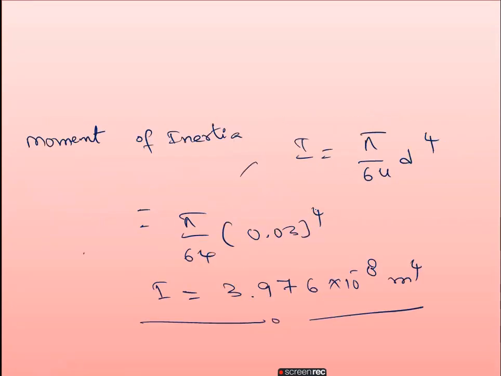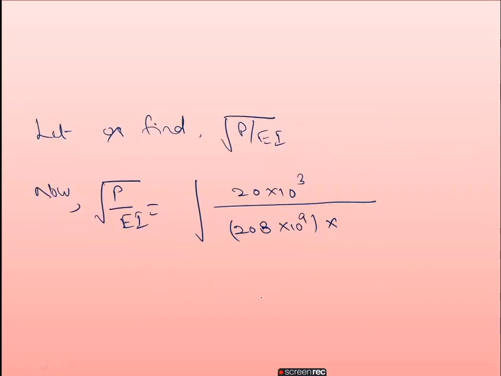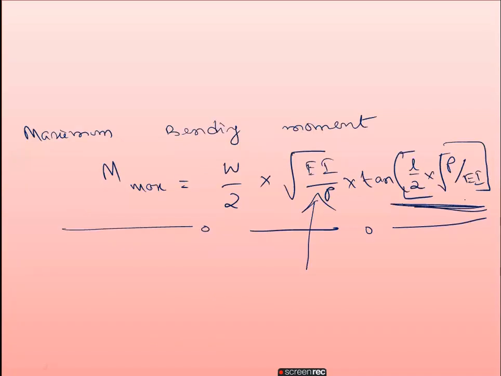Here we calculated the moment of inertia, 3.976 into 10 power minus 8. So substitute that moment of inertia here. I will write here 3.976 into 10 power minus 8. Once you calculate this, you will get 2.4183. Then you will get the answer 1.355. This is the first thing we calculated, square root of P by EI. Now we will calculate L by 2 into square root of P by EI.